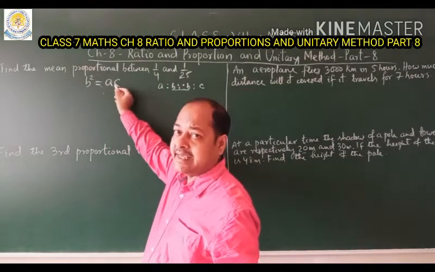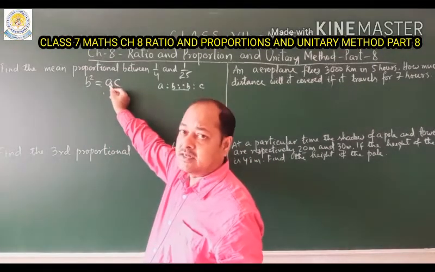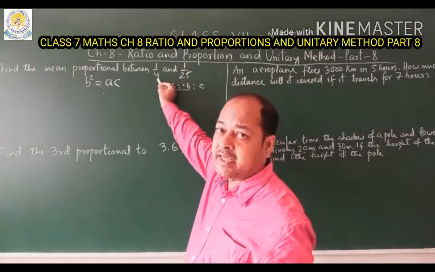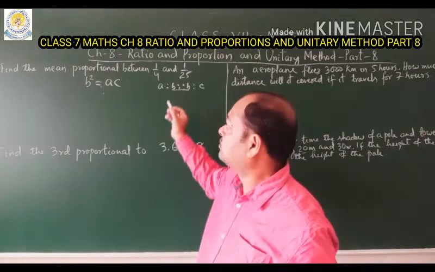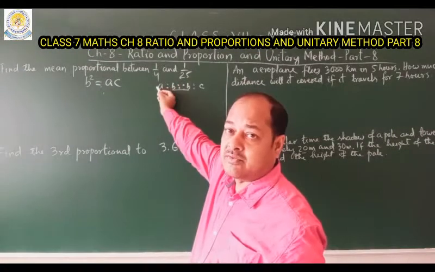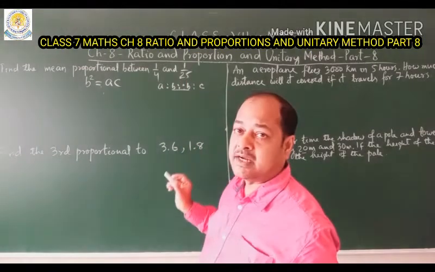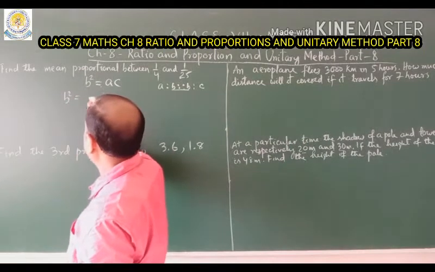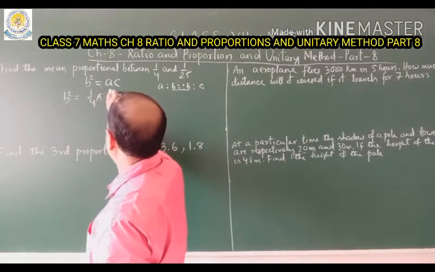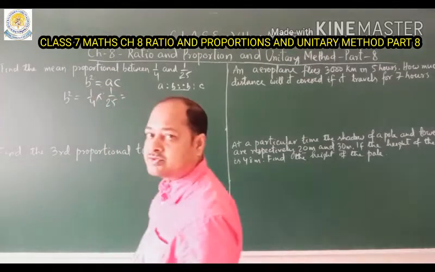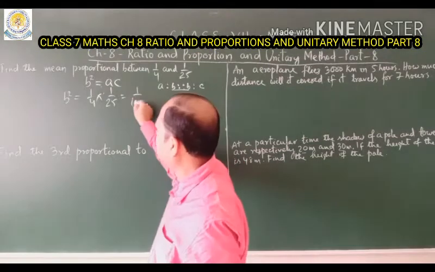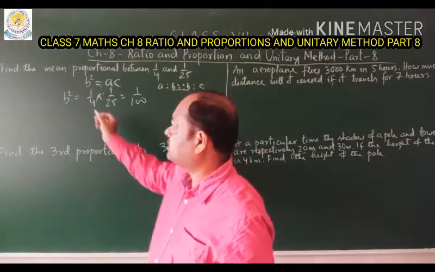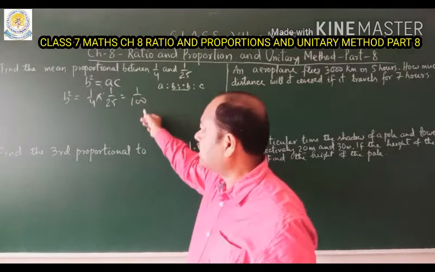So b square equal to AC. A is the first proportional and C is the third proportional. Here the values of A and C are given. A is 1 by 4 and C is 1 by 25. So b square equal to 1 by 4 into 1 by 25. How much did you get? 1 upon 100, because 25 into 4 is 100. So b square equal to 1 upon 100.